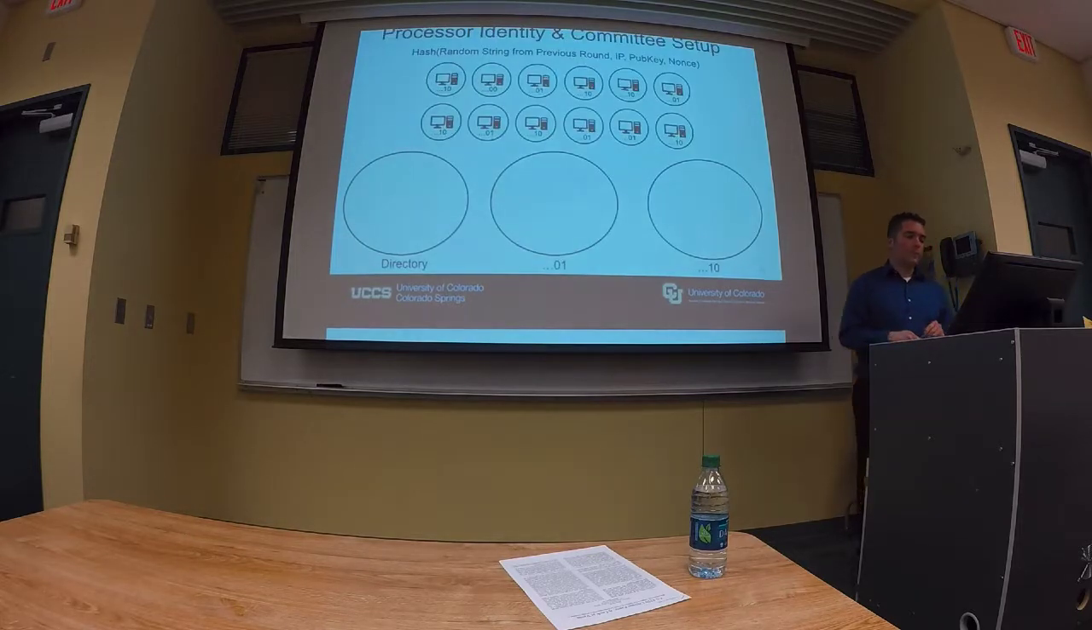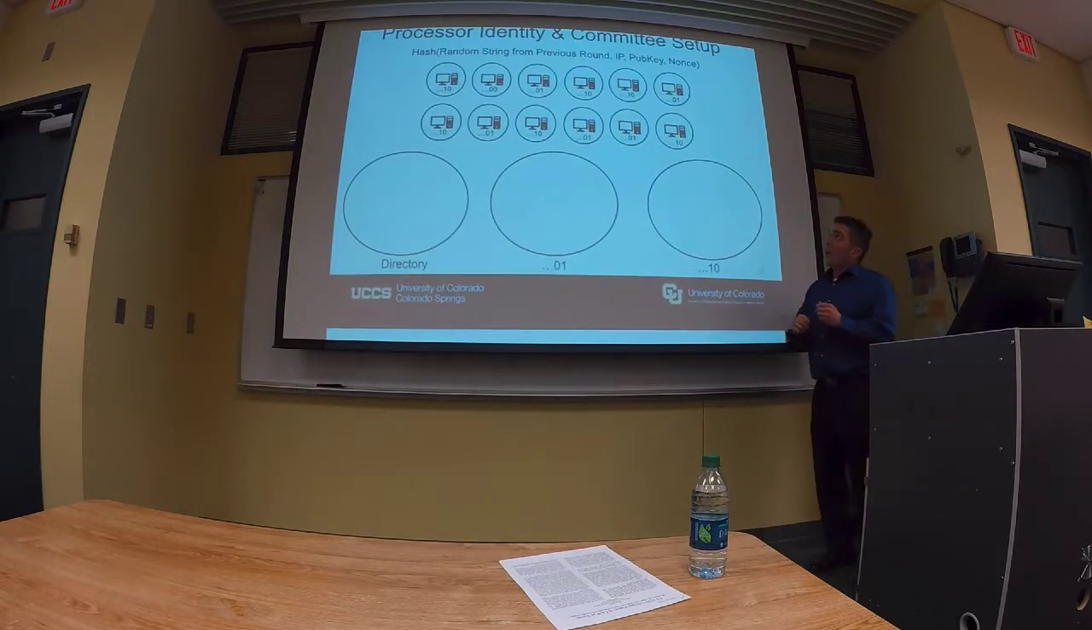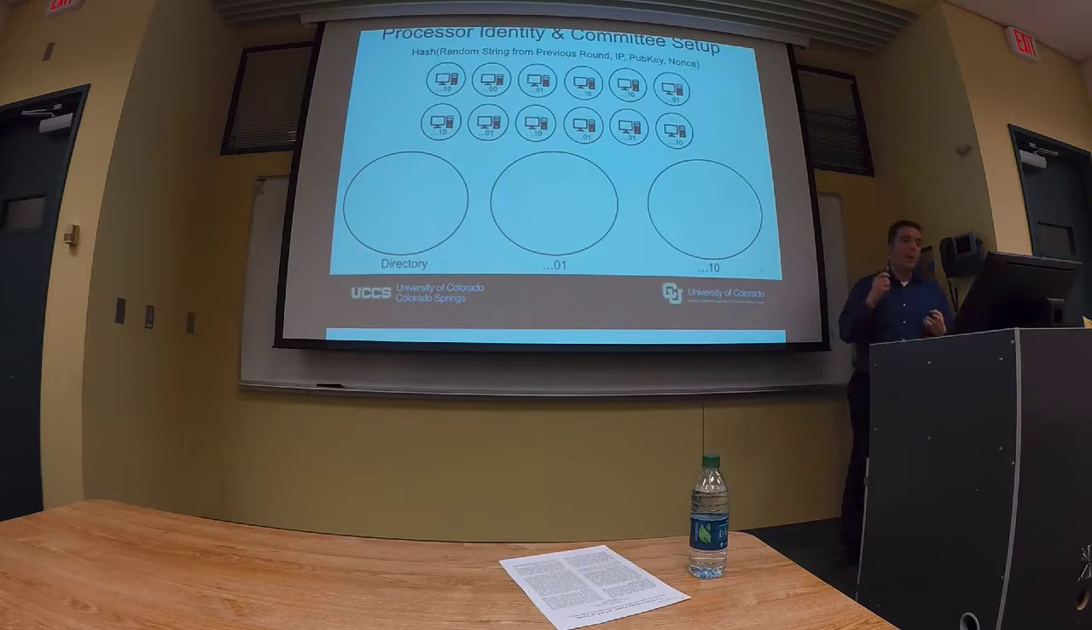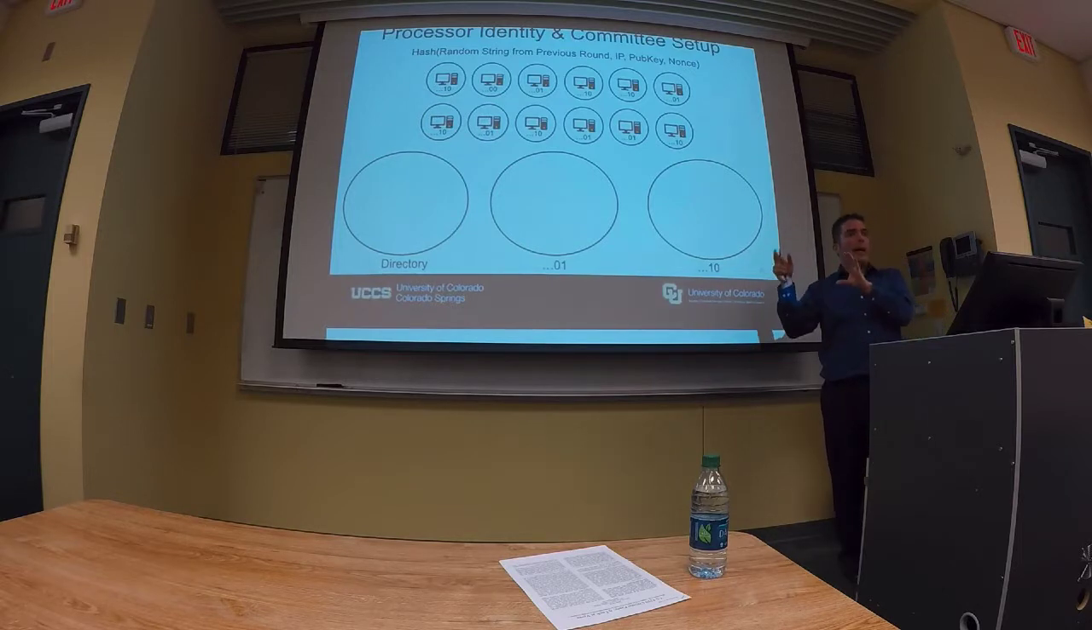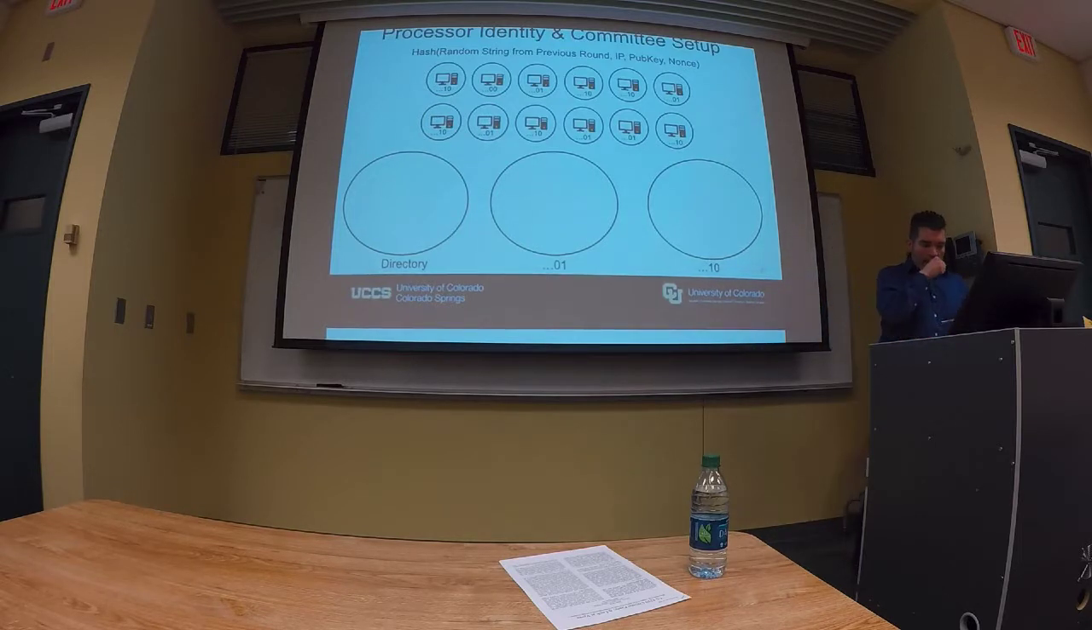Now, more visualization. Each processor takes their public key, their IP address, the random strings that were generated at the end of the previous round, and a nonce, as in the proof of work nonce from Bitcoin, and they hash it all together. The goal is to find a nonce that, when hashed with all that stuff together, comes up with a value below a certain target level. So the actual value of the hash has to be below a certain target.